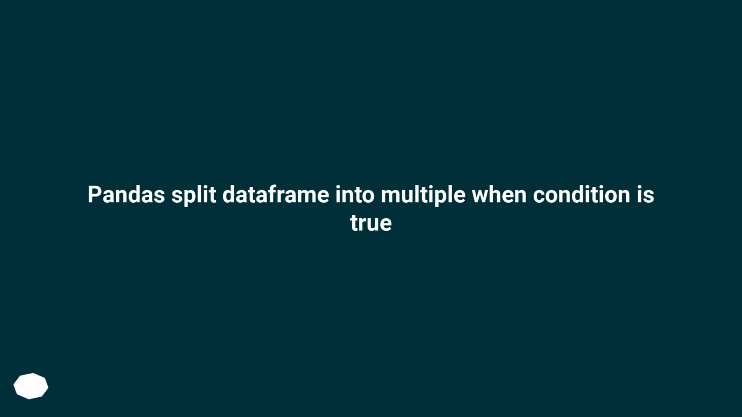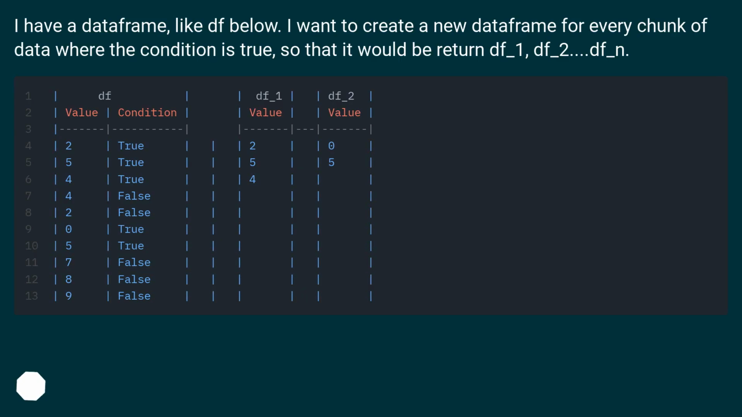Pandas, split data frame into multiple when condition is true. I have a data frame, like df below. I want to create a new data frame for every chunk of data where the condition is true, so that it would be returned df_1, df_2, df_n.